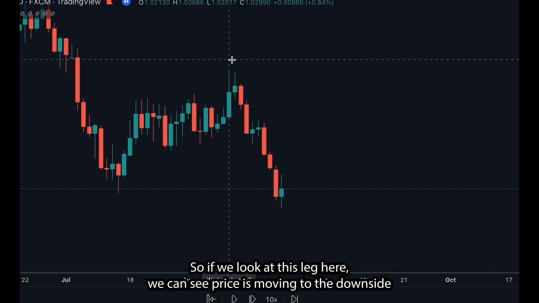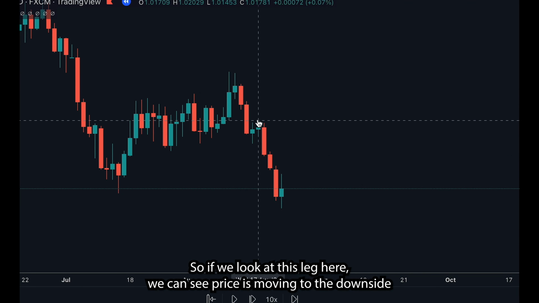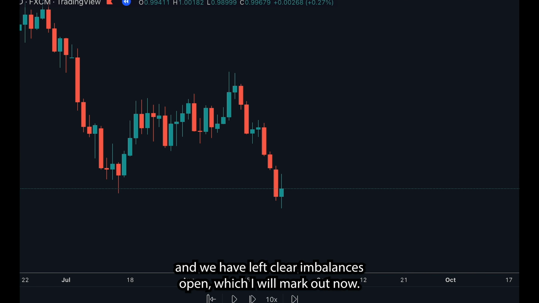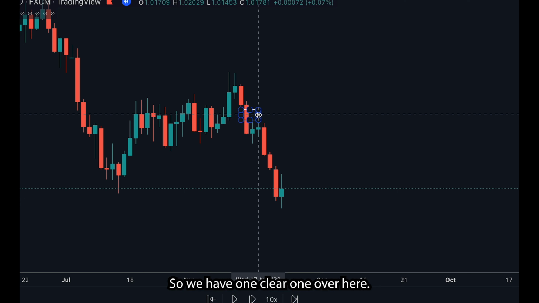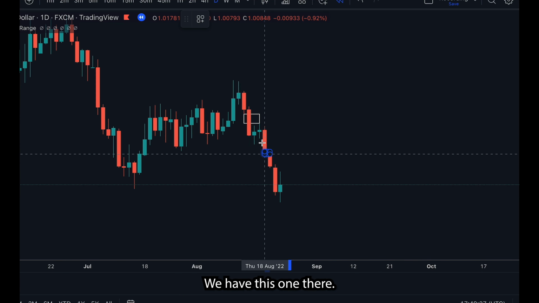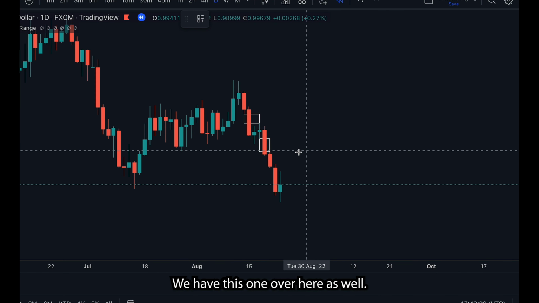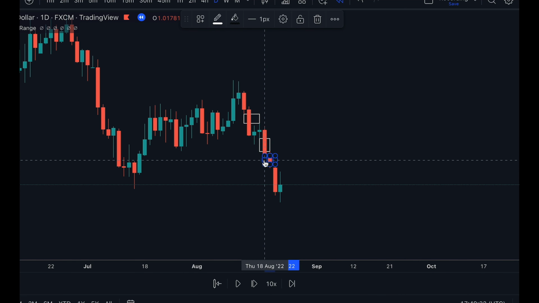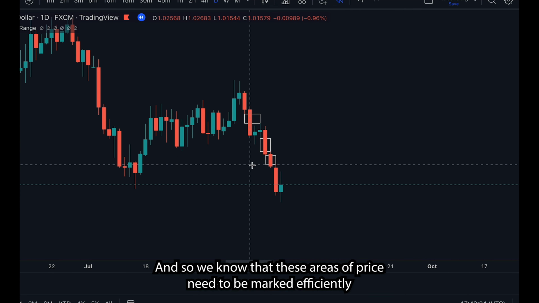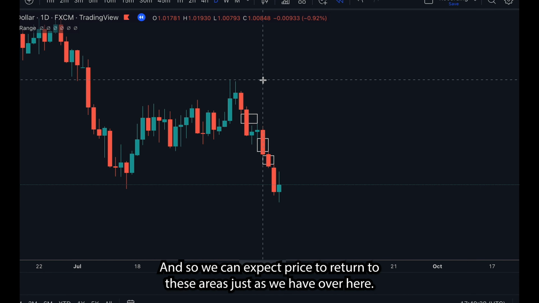So if we look at this leg here, we can see prices moving to the downside and we've left clear imbalances open, which I will mark out now. So we have one clear one over here, we have this one there, we have this one over here as well. And so we know that these areas of price need to be marked efficiently by price action, and so we can expect price to return to these areas.